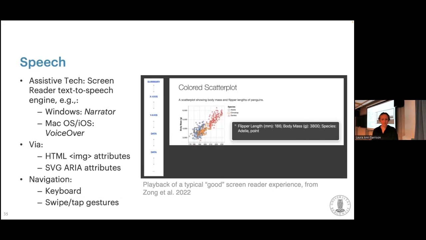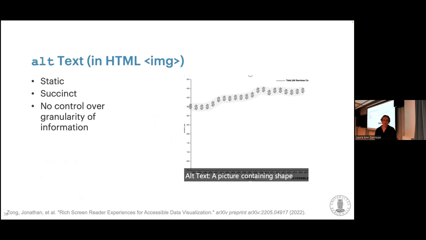But the way you handle actually getting something to be picked up through a screen reader is mainly through alt text. It's static, it's succinct. You don't have that much control over the granularity of the information. And you can, of course, have really, really bad alt text like this. A picture containing a shape is totally not useful. This is the caption generated when I automatically dumped this image into PowerPoint. So you have to be a little bit on it as the creator.